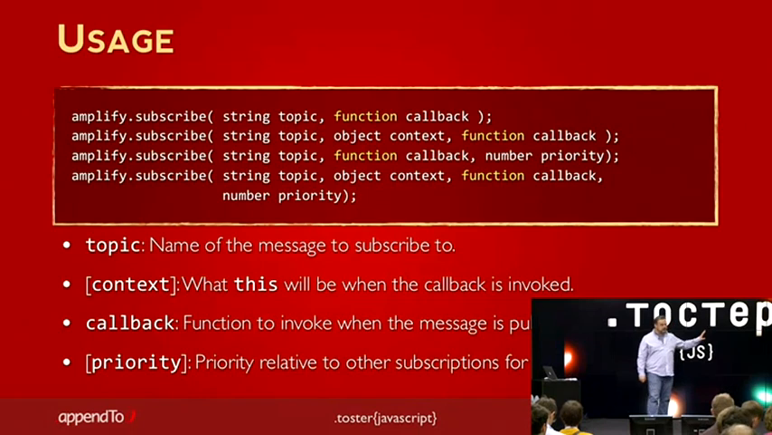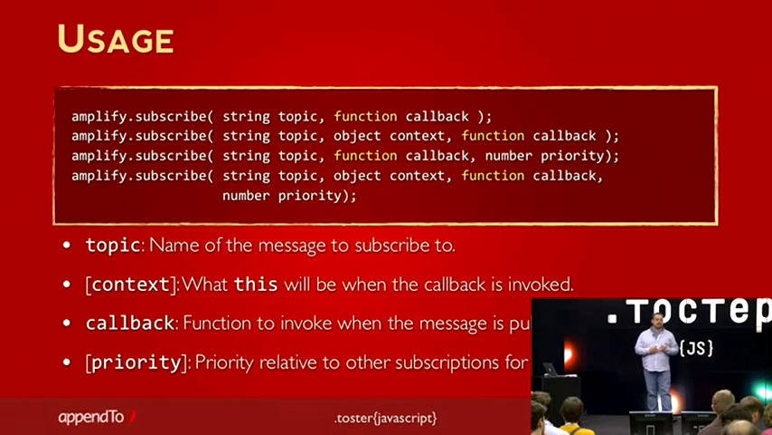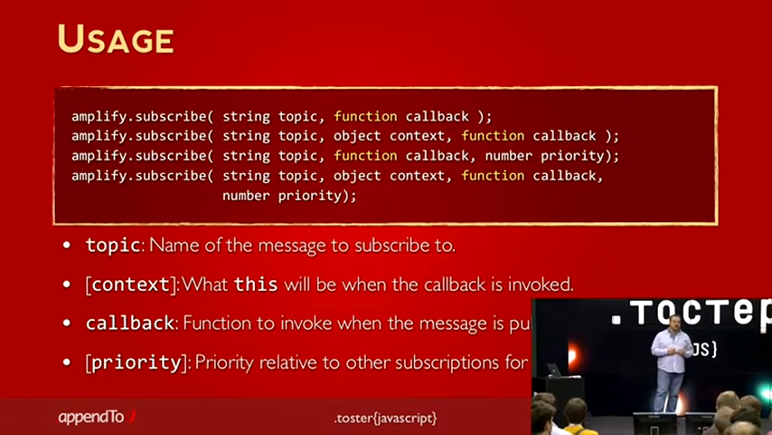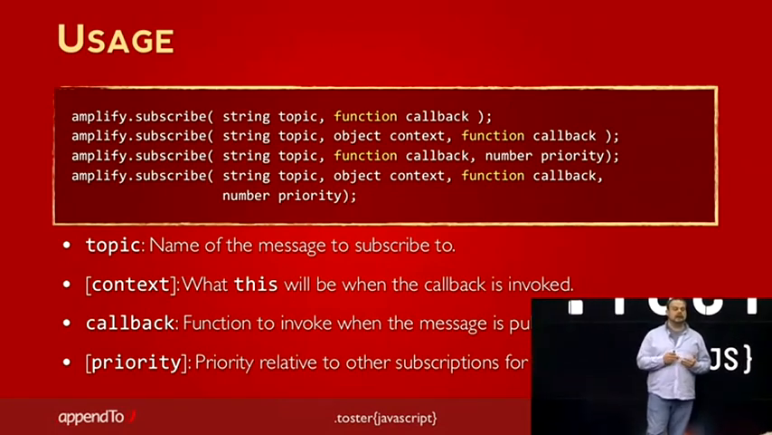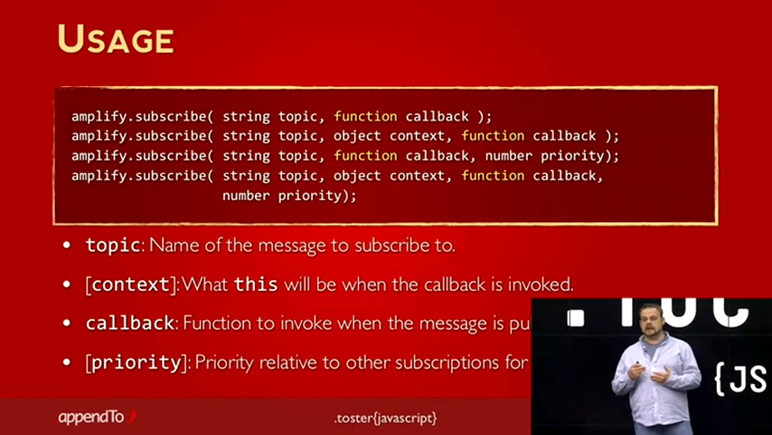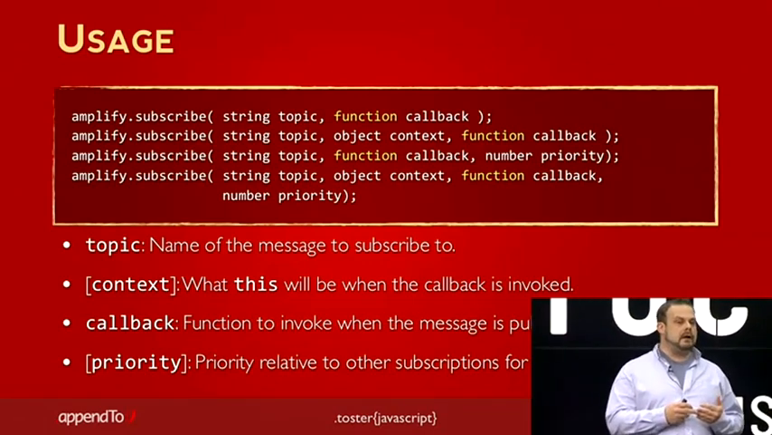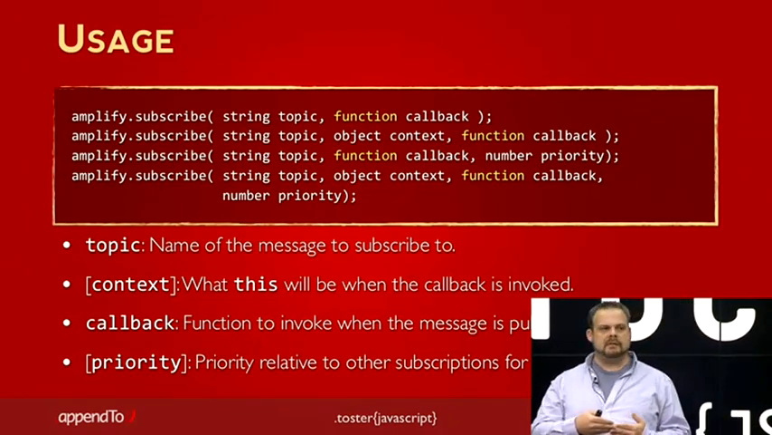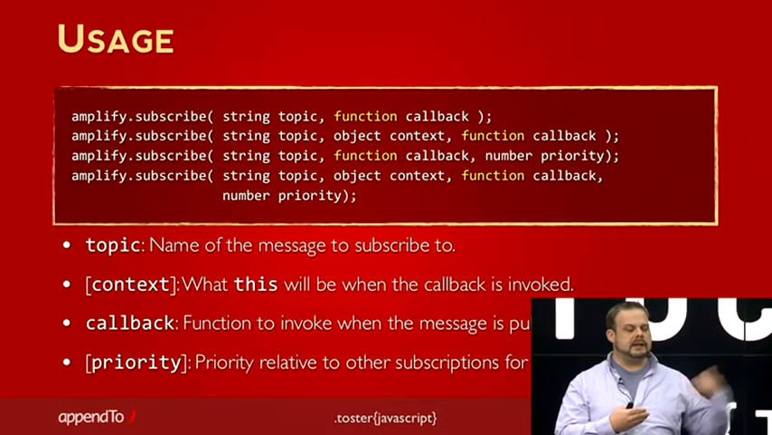So let's just look at some of the syntax usage here. We have four different ways you define your subscription. The first one is basically your mandatory way of running it. You need a topic, and you need a function callback. The topic is the name of the message to subscribe to. So basically, it's a unique identifier. The callback is the function to invoke when the message is published. On that second line there, we're introducing the second object, which is optional, which is the context. And this context is what the this variable will be in the callback function. So we can pass in any variable we want, and this will assign itself to what we pass in.